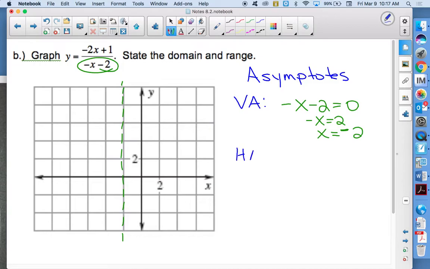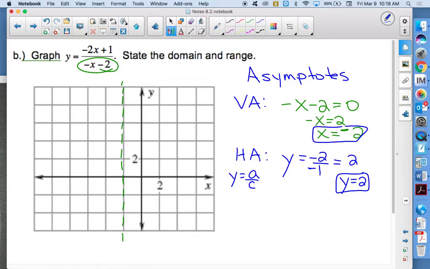And then the other one, the horizontal asymptote, how do we find that? So that's y equals, because it's moving the graph up or down, negative 2 divided by negative 1, which is 2. So the horizontal one is a divided by c: the number in front of x in the numerator, the number in front of x in the denominator. So that would be just 2. So at positive 2, we're moving up and then drawing our horizontal asymptote.